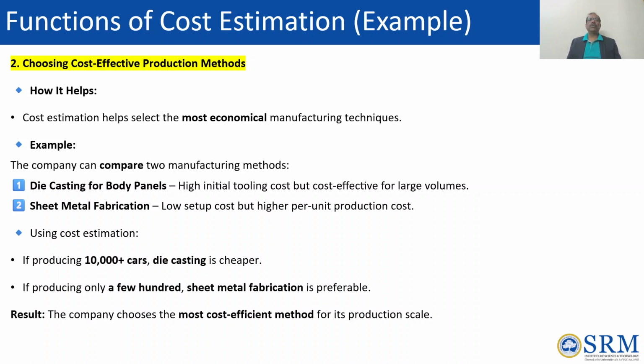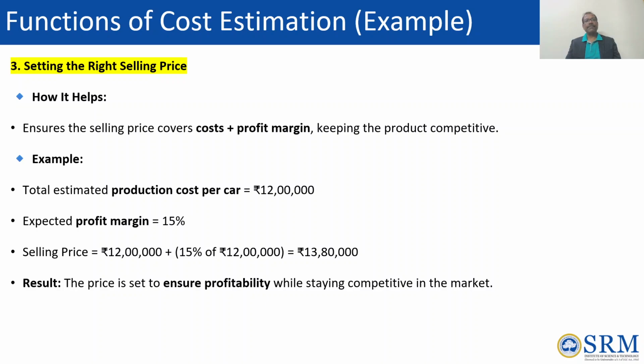So we need to decide based on how much volume we are going to use, or if we are going to choose a high initial investment, whether we have a clear plan for those facilities to be used for any other application. Result: the company chooses the most cost efficient method for its production scale. This is how cost estimation is useful for deciding the cost effective production method.